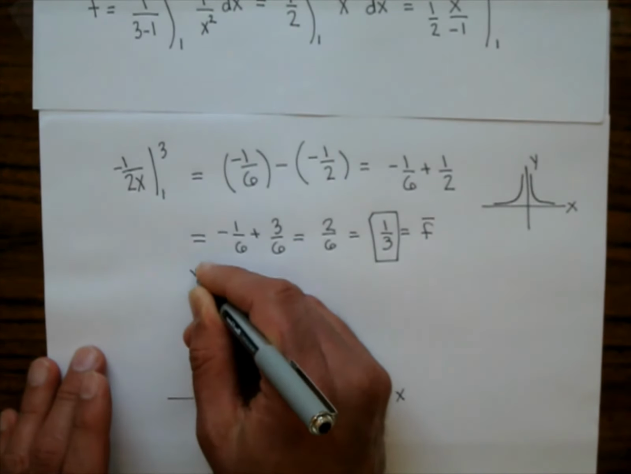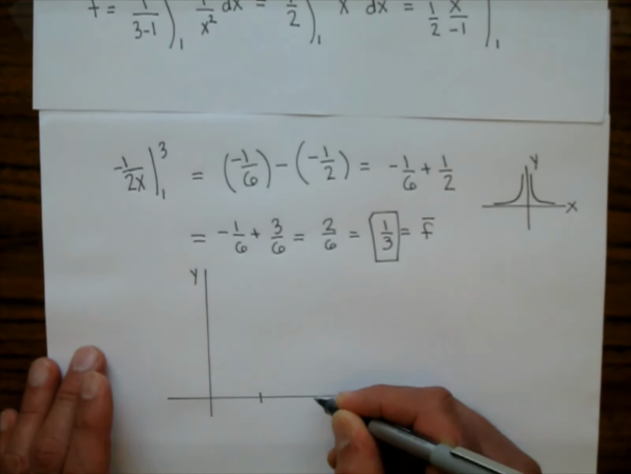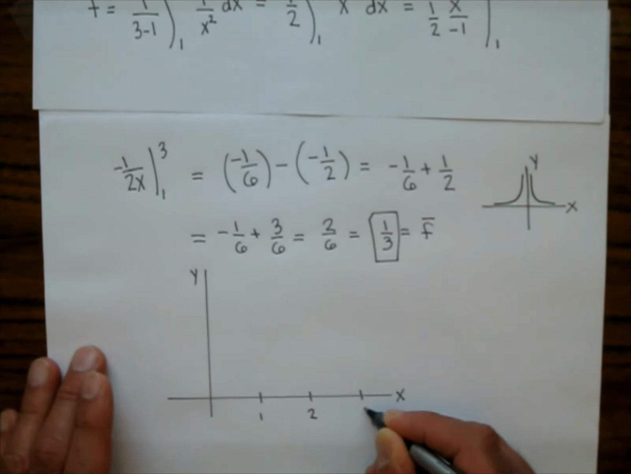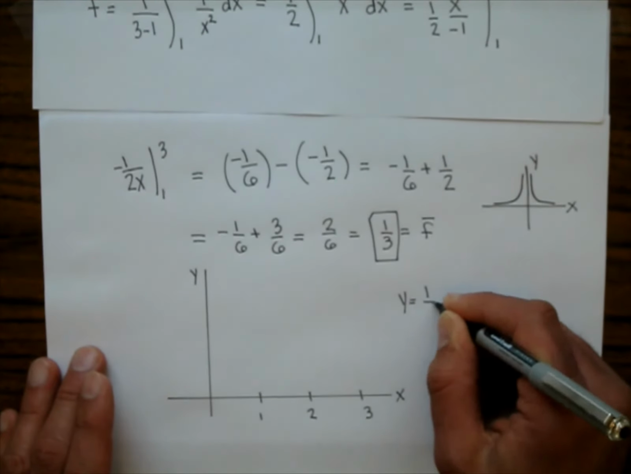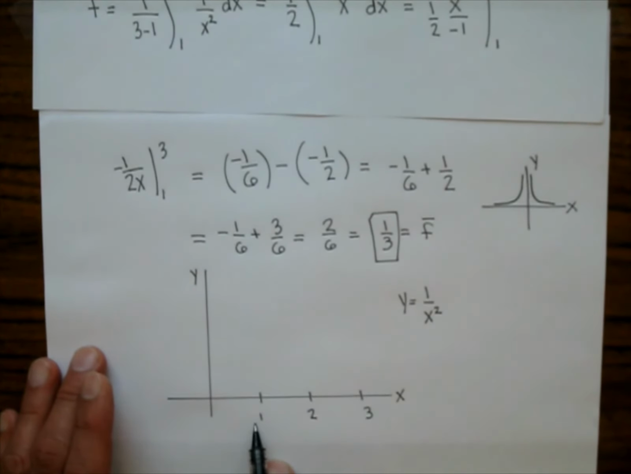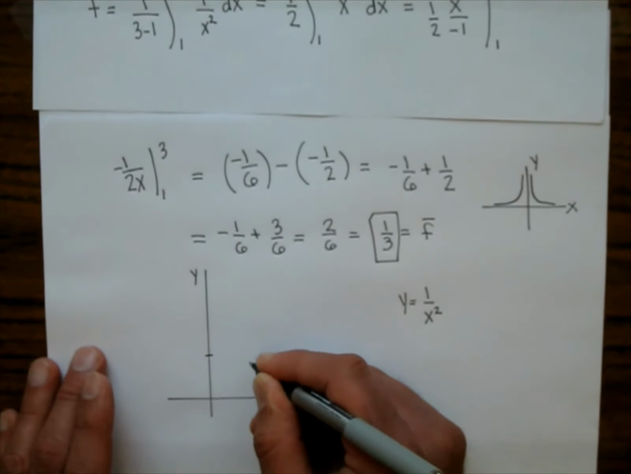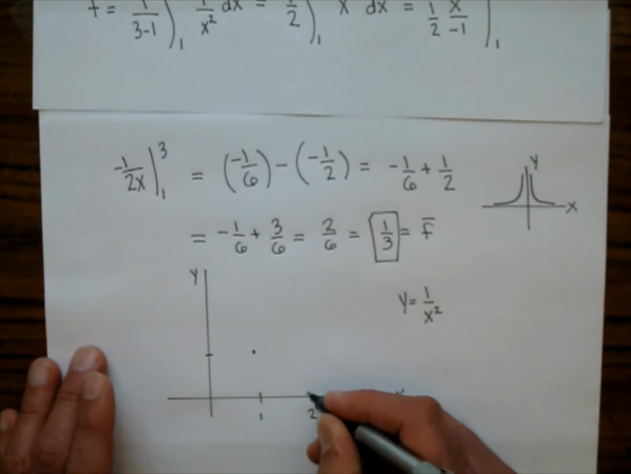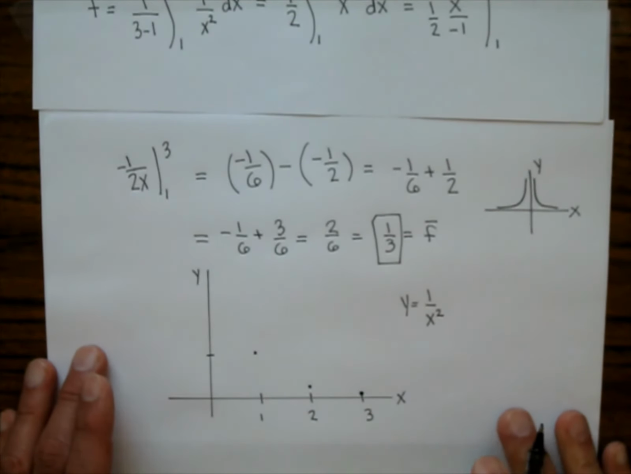it would be terrible. Okay, so I have the points 1, 2, 3. Let's just scale it off like this. And this is the graph of y equals 1 over x squared. If I put 1 in for x, I get 1 over 1 squared for y, so that's 1. If I put 2 in for x, I get 1/4. Put 3 in for x, I get 1/9, which is right on that tick mark.